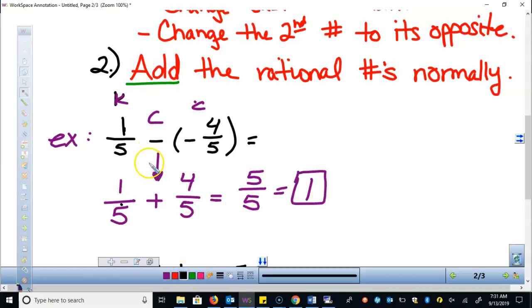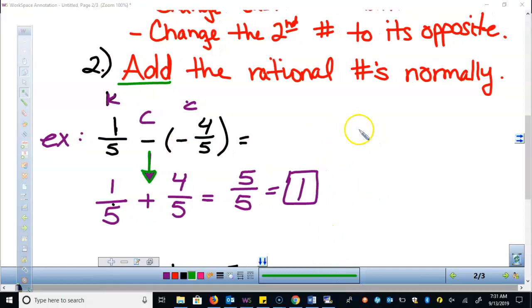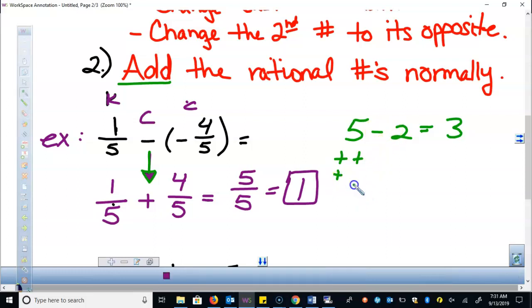Now, a lot of us at first don't really know why we have to change, but the truth is you've been really kind of doing this all along. You just were not taught it that way. So let's think back to the elementary years when they said 5 minus 2. We all know that that's 3. Why? Well, they told you, here's 5 pencils, and you just take away 2 of them. That's how they taught you.